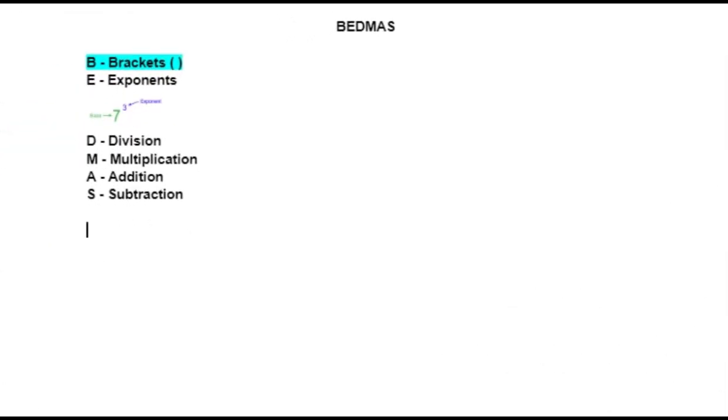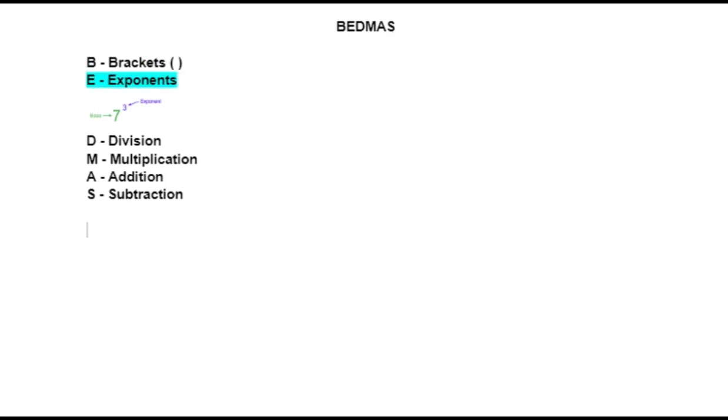Well, first of all, we have B, which stands for brackets. You might have seen these in a math question with a negative number or maybe an equation inside of it. Whatever's in the brackets, you have to do first. It doesn't matter if it's division, multiplication, addition, subtraction, or exponents. You have to do the brackets first in any question.